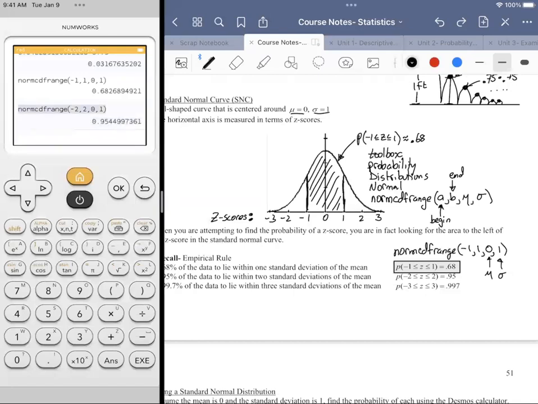And then do it again for 3 standard deviations. Fat fingers, hold on. There we go. And that's my about 99.7% of the data.